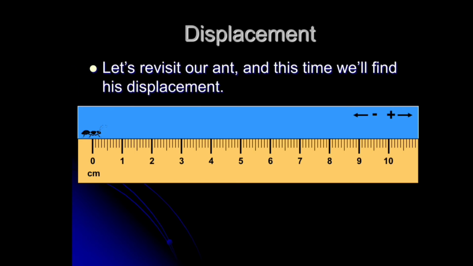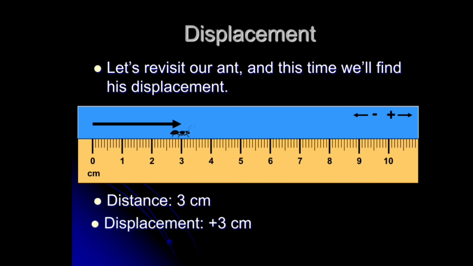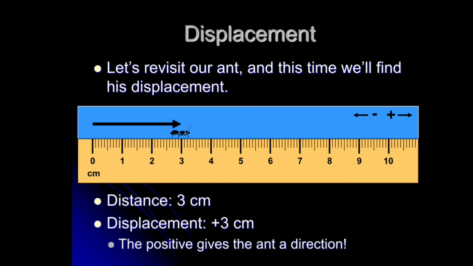Let us revisit our ant, and this time we will find his displacement. Here, distance is 3 centimeter and displacement is plus 3 centimeter. The positive gives the ant's direction.